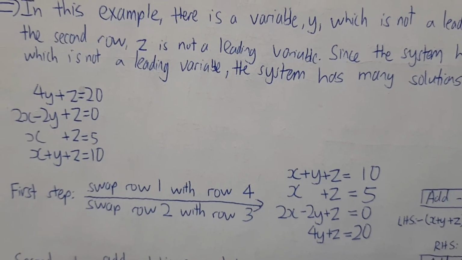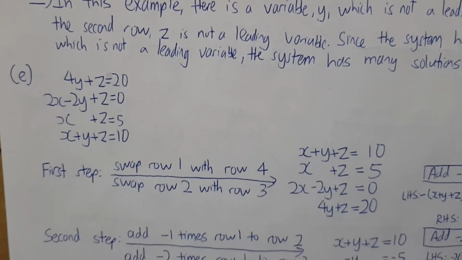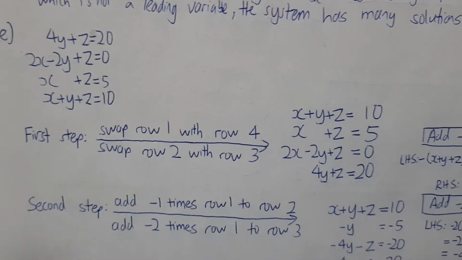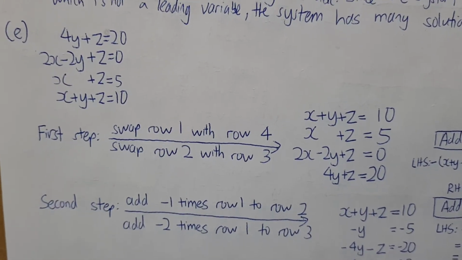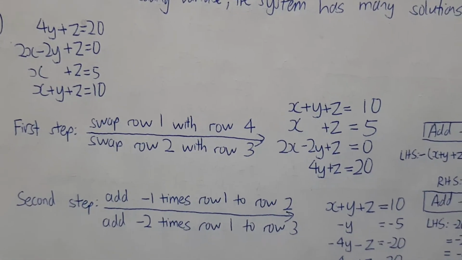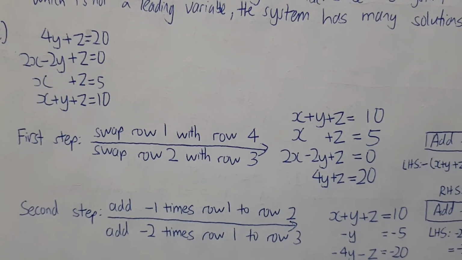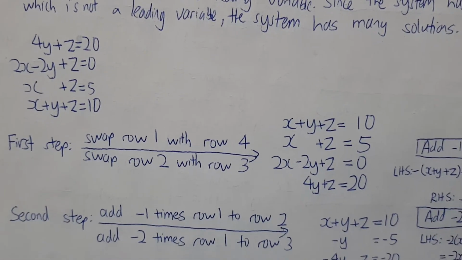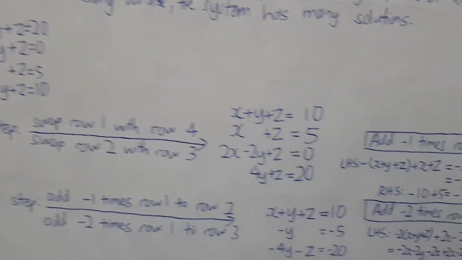So we can eliminate the x variable first. So second step, what do we do? We want to eliminate the x variable. So we add minus 1 times of row 1 to row 2 and minus 2 times of row 1 to row 3.